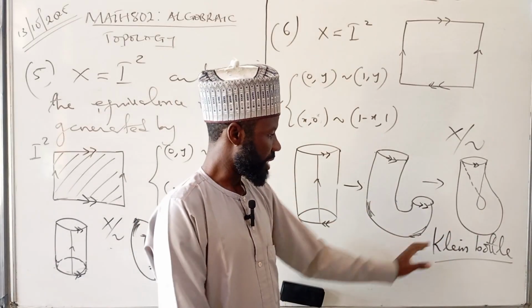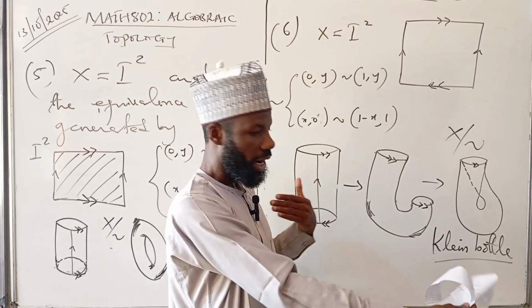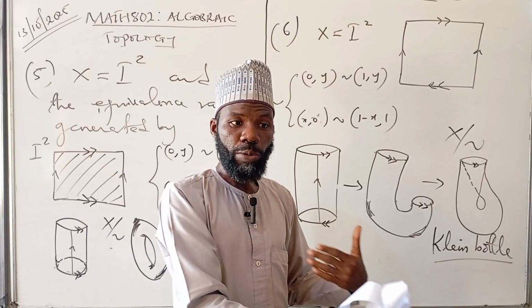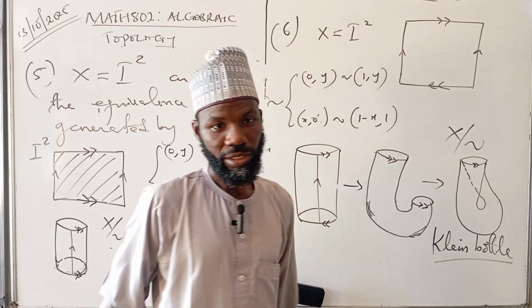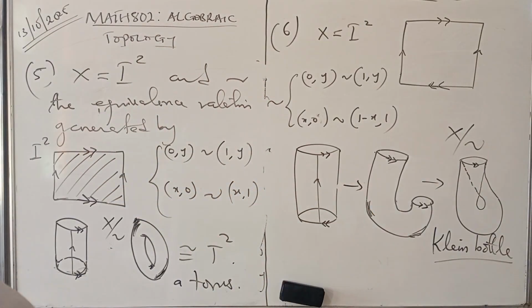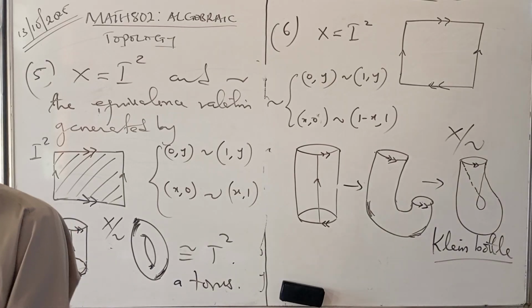So this Klein bottle is just like gluing the Mobius strips along the boundaries. I hope it's okay.